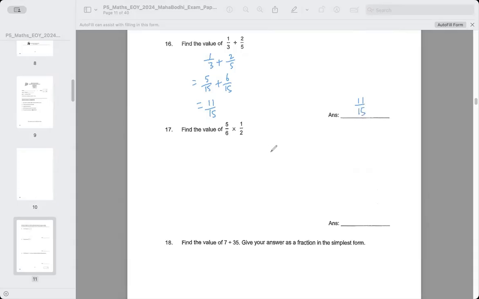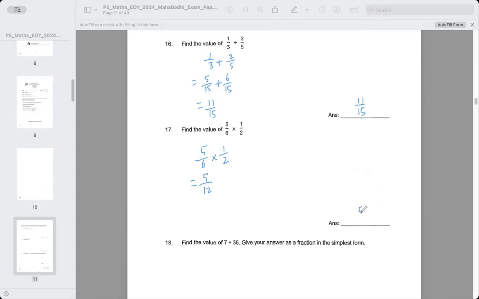Moving on, question 17, find the value of 5 out of 6 times half. So 5 out of 6 times half. So when you're multiplying fractions, make sure you check whether you can simplify, including diagonally, and if so, go ahead. Okay, so for this it's already in simplest form. So I'll just take numerator times numerator, denominator times denominator. So 5 times 1 will give me 5, 6 times 2 will give me 12.